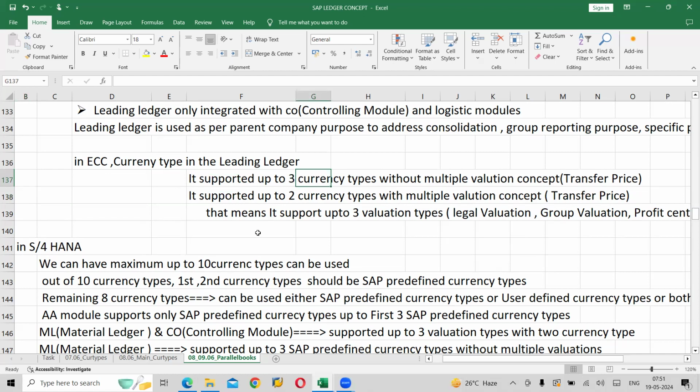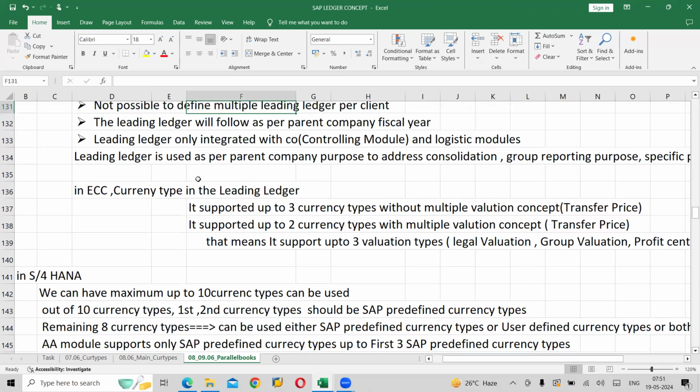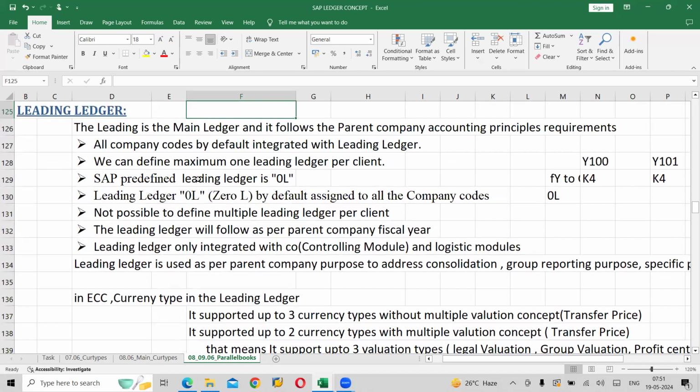You are completely mistaken. What does leading ledger consist of? How can you define leading ledger? No, not defined, but I want to use 3 currencies at the leading ledger. One is a company code currency, one is group currency. What is leading ledger? Leading ledger is a main ledger.